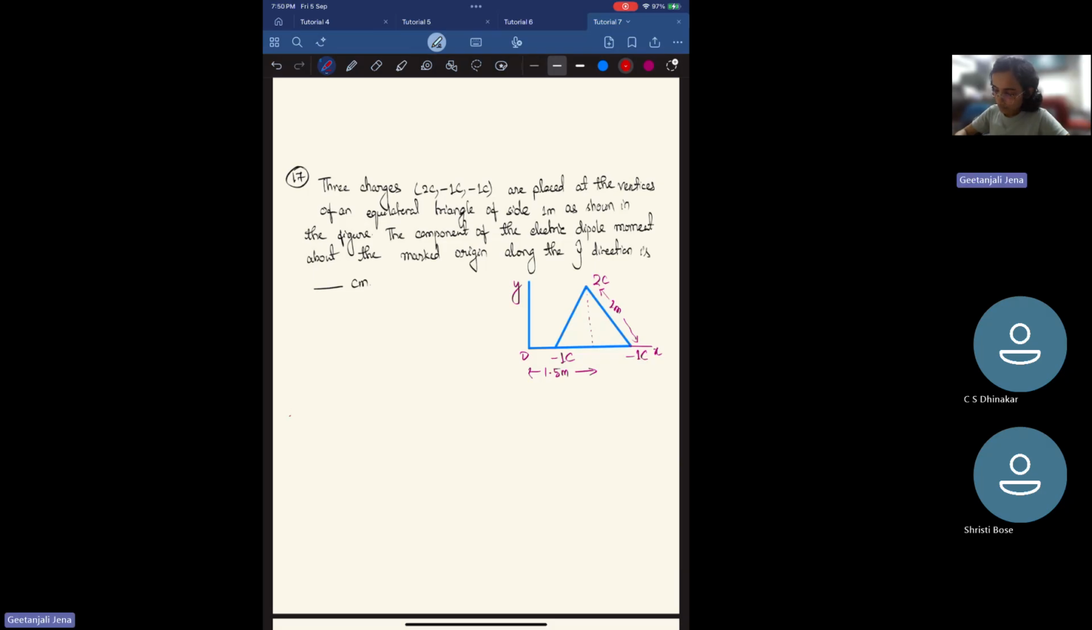For the 17th question, there are three charges: 2 coulomb, minus 1 coulomb, minus 1 coulomb. These are placed at the vertices of an equilateral triangle of side 1 meter, as shown in the figure. And the component of the electric dipole moment about the marked origin along the y direction. So this is the origin. You need to find out what is the dipole moment component along the y-axis. Solve it and let me know the answer.